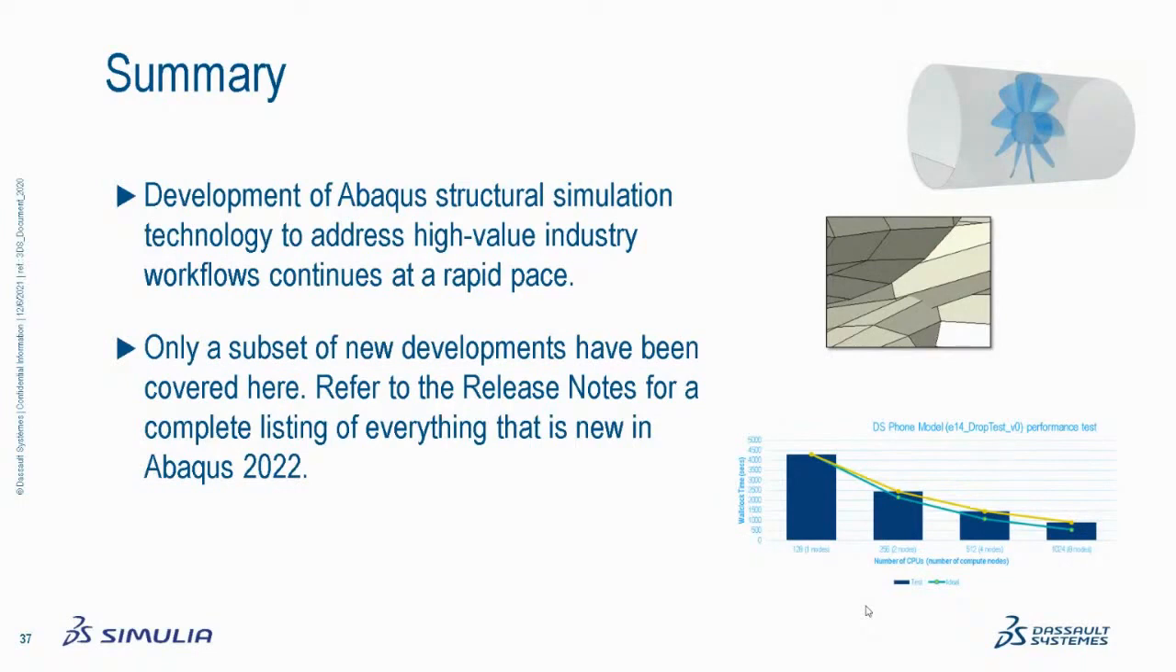So in summary, the development of Abaqus structural simulation technology is continuing at a very, very rapid pace. I literally presented a small subset of the developments we covered in this presentation. So as always, refer to the release notes for a complete listing of everything that is new. In particular, linear dynamics, huge developments going on there, not covered in this presentation. Fracture mechanics, also huge developments going on there, and also significant developments going on with adjoint sensitivities and optimization and dynamic optimization. Just didn't have enough time to cover it all today.